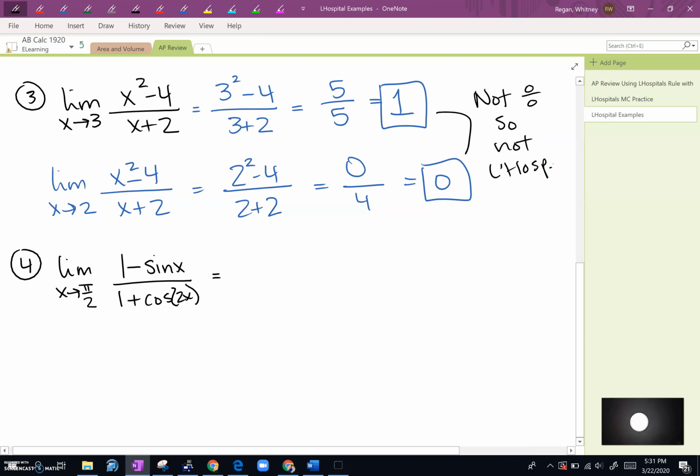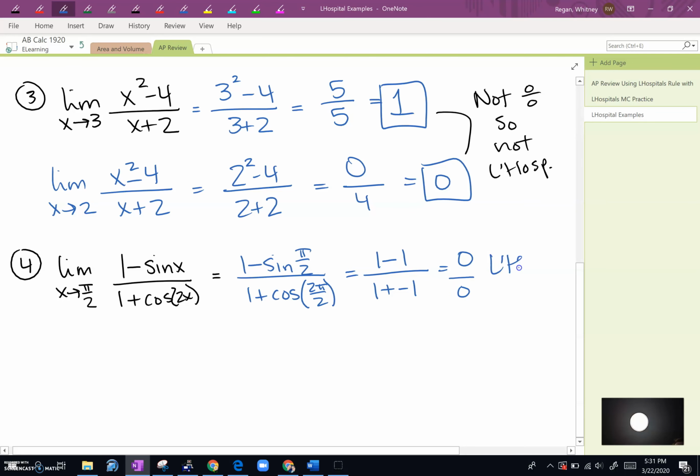So what you end up doing here is, let's plug it in. So if I take a look here, 1 minus sine pi over 2 over 1 plus cosine 2 times pi over 2, I end up having 1 minus 1, I'm going to get 0, over 1 plus negative 1, which is 0. That tells us we have to use L'Hopital.